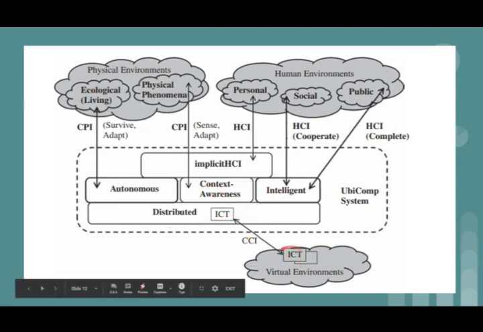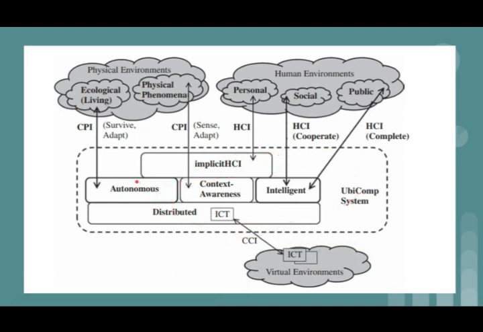Okay, here is a virtual environment. It is ICT. ICT is particularly, completely related to distributed, and because distributed is connected with this, it is entirely related with this whole UbiCom system. Okay, this is CPI, meaning computer to physical interactions, which is autonomous. For the ecological, it is autonomous.